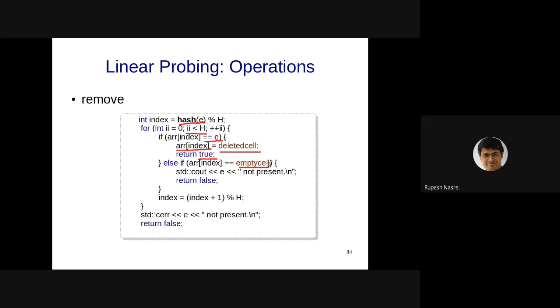Otherwise, if it is an empty cell, what does that mean? I'm trying to remove an entry and I have found an empty cell. It's not a deleted cell. That means that if the element was inserted, it could have been inserted in the empty cell, and since the empty cell exists, the element could not have been inserted further along, and therefore I can do an early exit by returning false, because the element is not present which you are trying to remove. Of course, if you don't find it in the H iterations, then you can always say that it is not present and return false. The complexity of this operation is also order H or order N or order M.